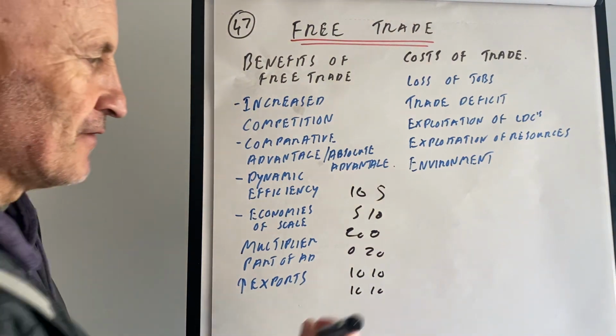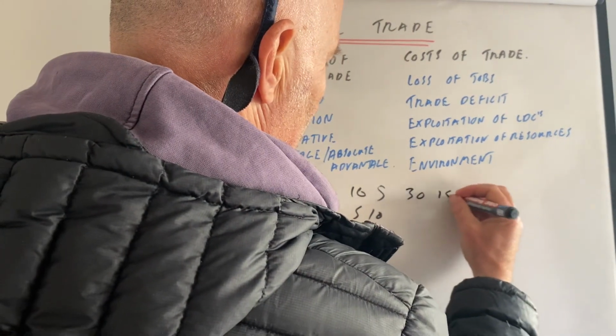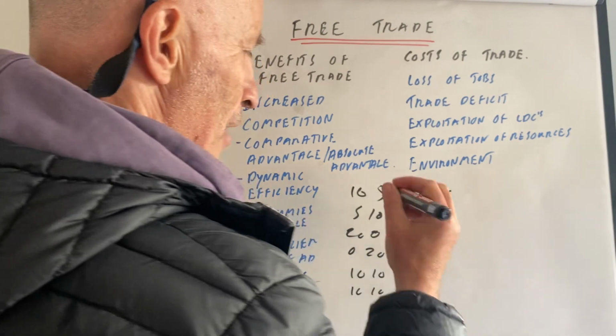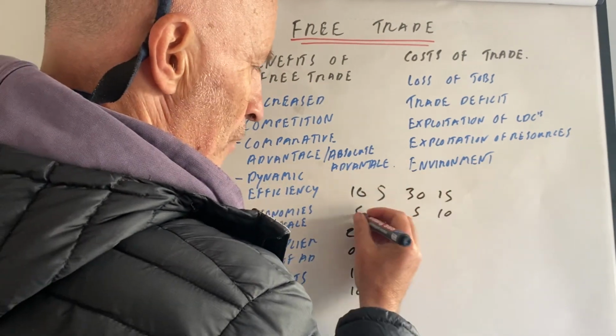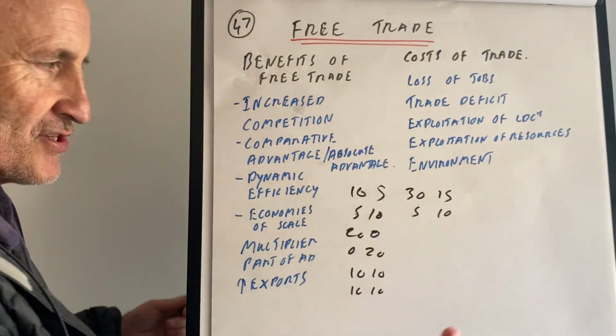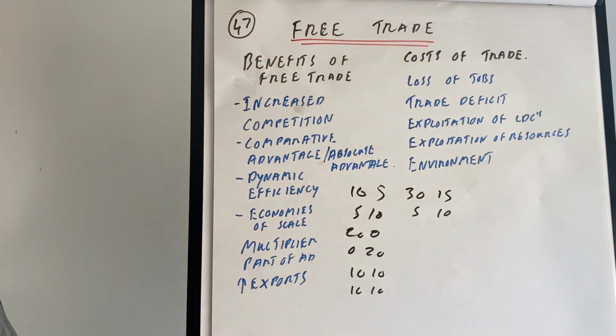Remember 30, 15, 5 and 10. Remember, one bread is equal to half a jam, one bread, 2 jam, trade on a one-on-one basis, and we're quids in. Okay, so you have all of that.